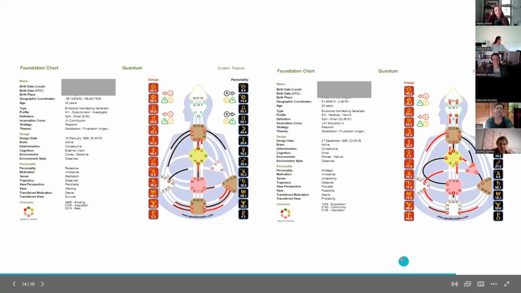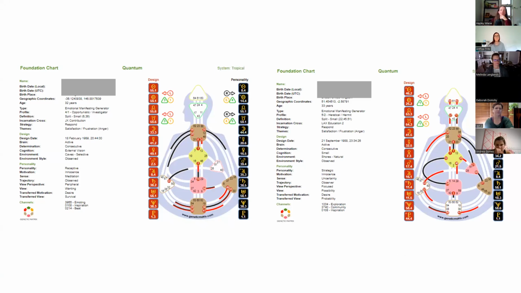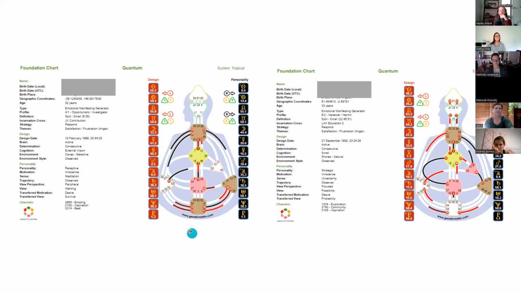This is the other reason why it's really important to understand a little bit more of these deeper layers of human design when it comes to business and personal development. Both of these people are emotional manifesting generators, but they would have very different issues or problems or just life in general. This person has a fully open head and ajna, which could be a whole kettle of fish in itself for this person.